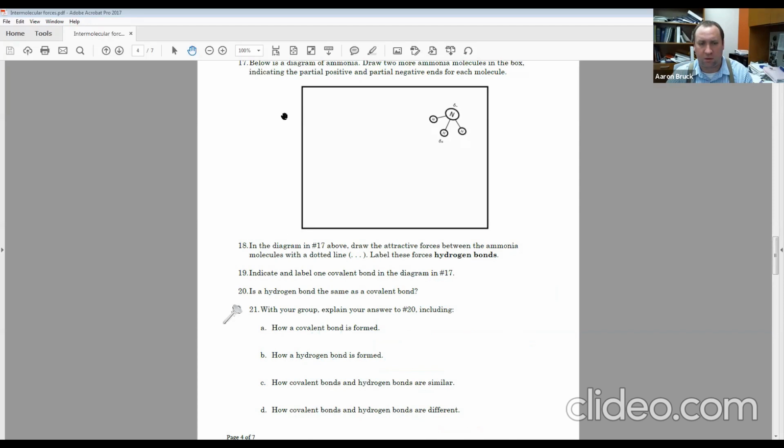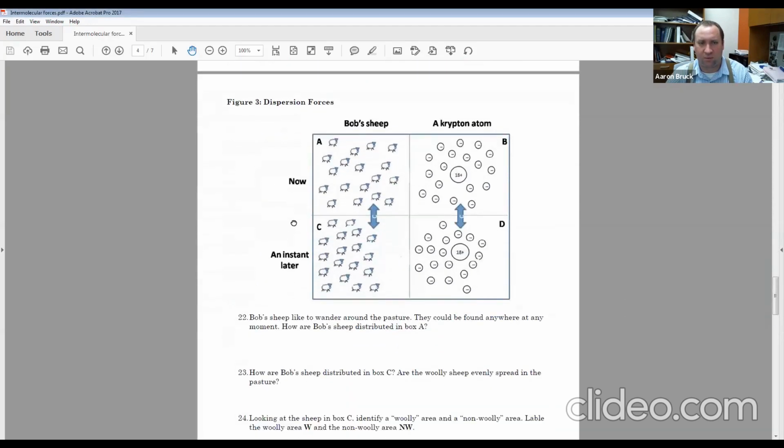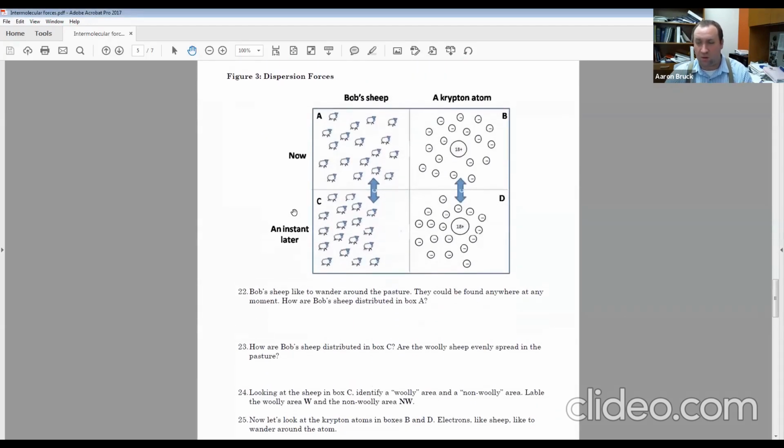All right, so let's move on to figure 3. So we've talked about polar interactions, hydrogen bonding, dipole-dipole interactions, those partial charges on those dipoles. Let's talk about dispersion forces. Dispersion forces are nonpolar forces.